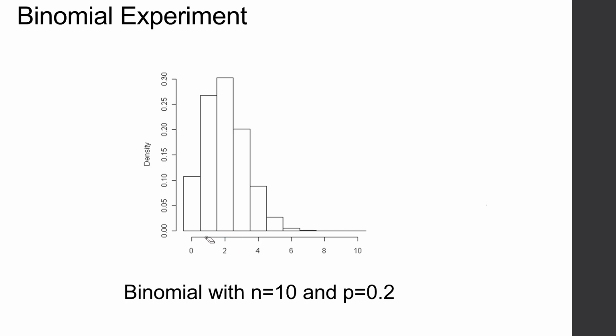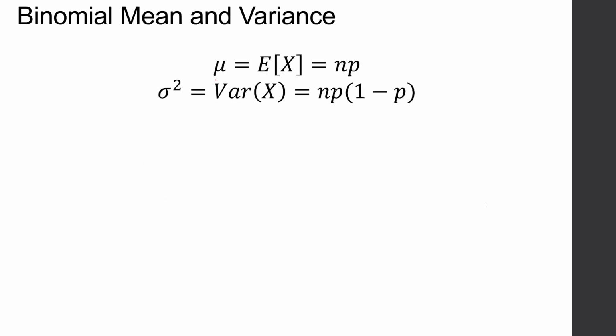Like the mean would be 0 times the probability of seeing a 0, plus 1 times the probability of seeing a 1, plus 2 times the probability of seeing a 2, all the way up through 10. However, there's a shortcut when your discrete random variable is the very special one called the binomial. And that is the mean of a binomial random variable collapses to be n times p. And the variance ends up being n times p times 1 minus p. And of course, if you want the population standard deviation, then you just take the square root of n times p times 1 minus p.